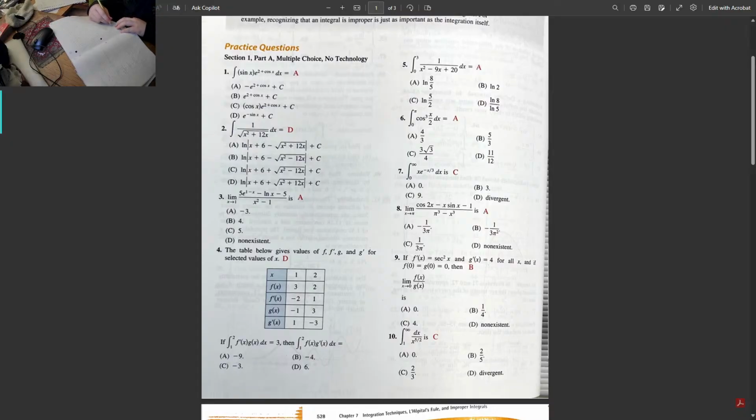The integral, limit as b approaches infinity of 1 to b of all that dx.